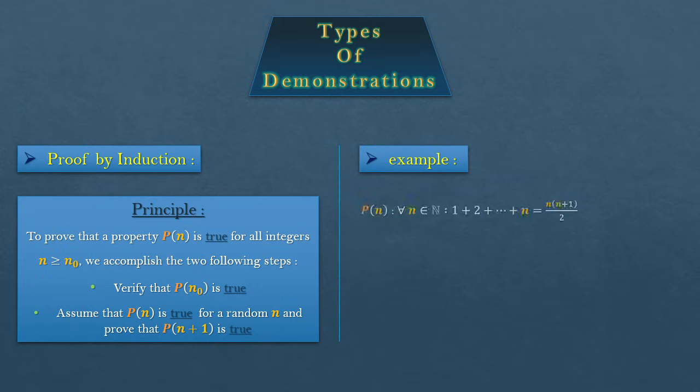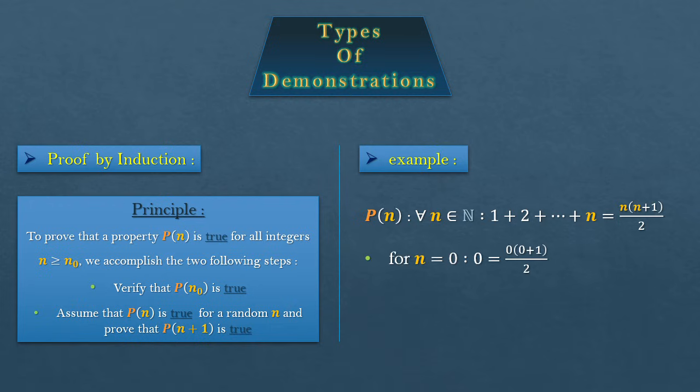And as an example of application of this kind of proof, we have the property Pn, which states that the arithmetical sum of all the natural numbers that are less than or equal to a natural number n equals n times (n plus 1) all over 2. So to prove it, for n equals 0, our sum, which equals 0, would be equal to 0 times (0 plus 1) all over 2, and this is true.